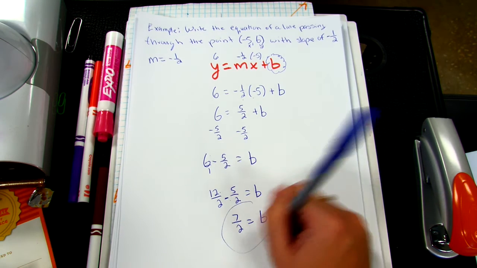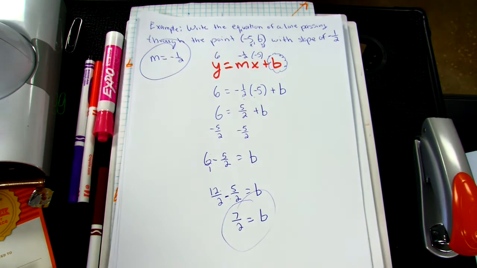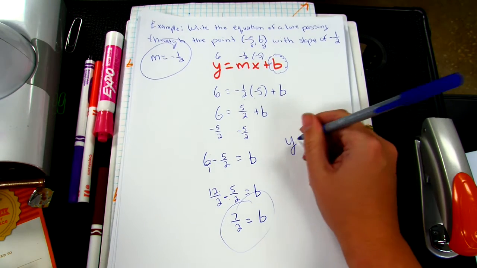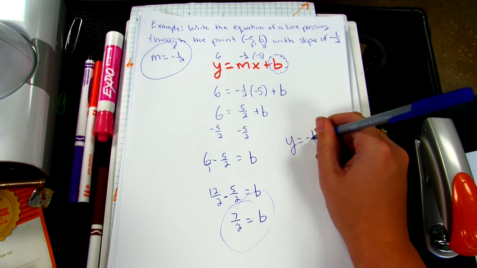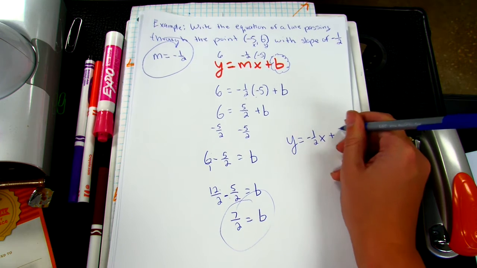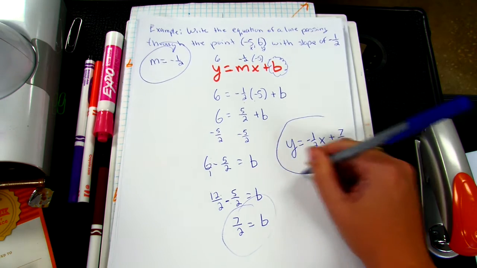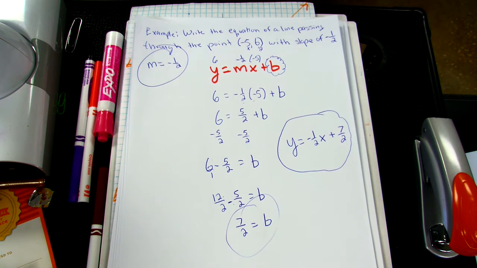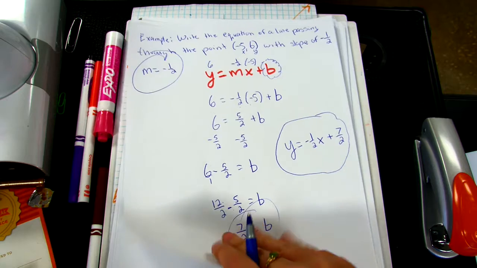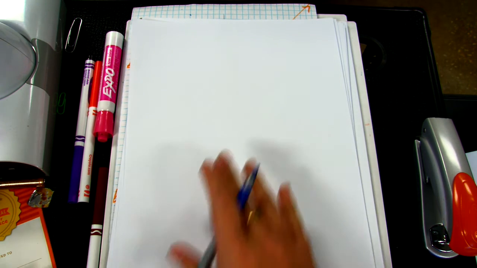Okay? So now we've got a b, we've got an m, so we can write our equation. Y is equal to -1/2 x plus 7/2. There you go. There we wrote our equation. All right, let's do another example with a point and a slope.